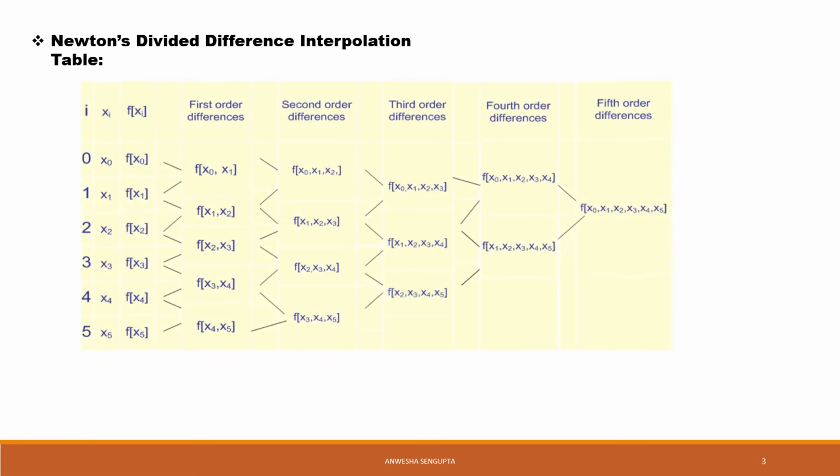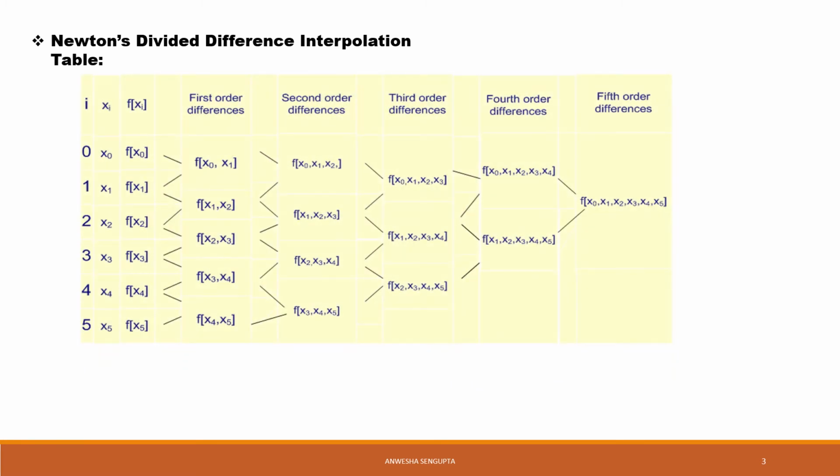The divided difference interpolation table is defined in that way. In the first column we have x_j, that is the arguments. In the next column, f(x_j), the corresponding entries, and similarly all the divided differences, the first order differences, second order differences, and so on. So this is the divided difference interpolation table.